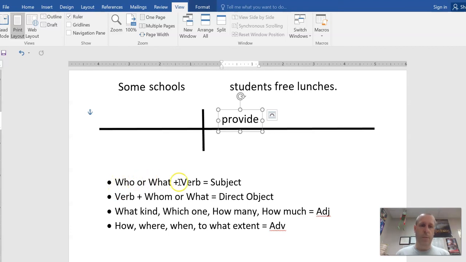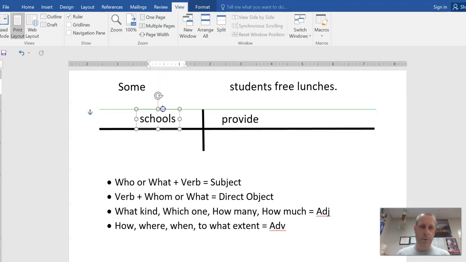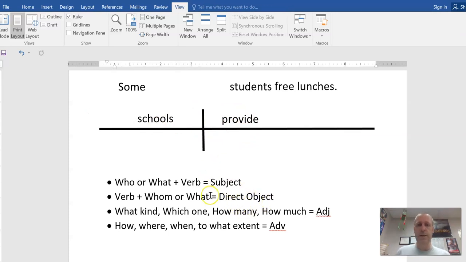So I ask who or what plus the verb. Who or what provides? Schools is my answer. Schools provide. So I'm going to take schools and put that in my subject spot, which is to the left of that center bit. Now I'm going to see if there's a direct object. I've already got provide. Provide whom or what? Schools provide what? The answer to that is lunches.